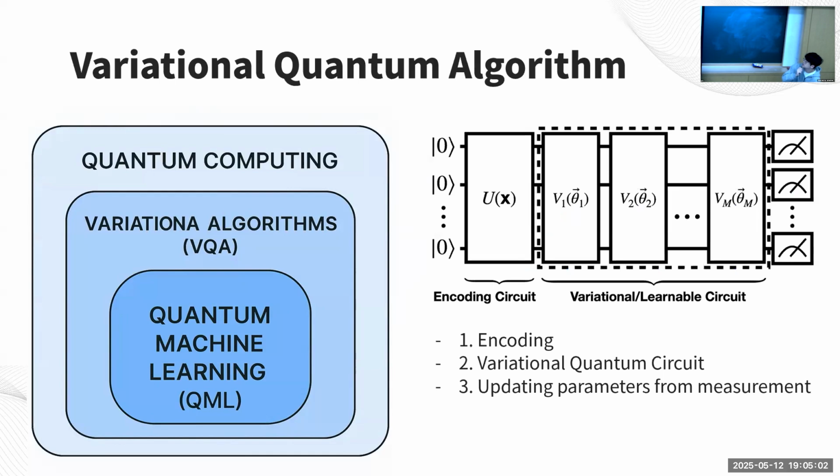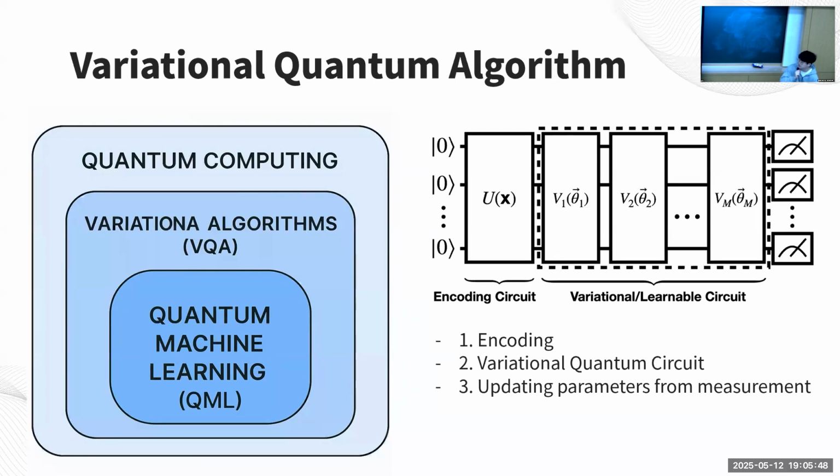This is a simple page showing how quantum machine learning is structured. The biggest one is quantum computing, the second is variational algorithms called VQA, and inside that is quantum machine learning. This means QML is a type of VQA, which is a special kind of algorithm that uses both classical and quantum computers. These are very useful in today's noisy intermediate-scale quantum computers, which still have some noise and are not perfect.